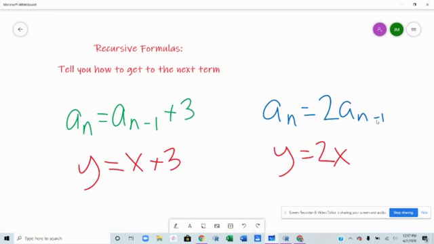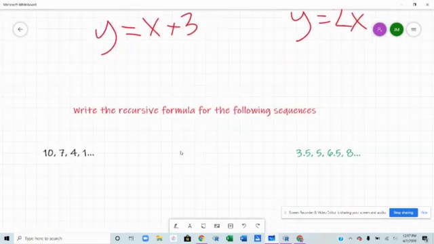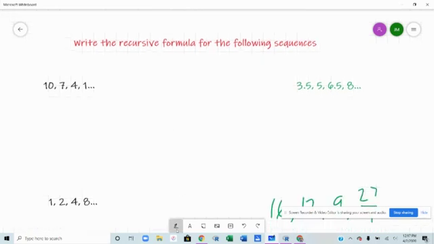So you take the number you know, you times it by 2, you get the next number in the sequence. You take the number you know, you add 3 to get the next number in the sequence. So we're going to write the recursive formulas for the following. And along the way, I'm going to show you how you can find the common difference or the common ratio if you're ever unsure.